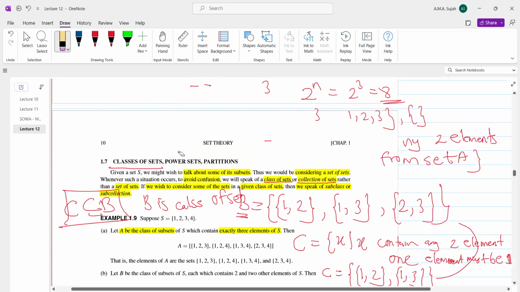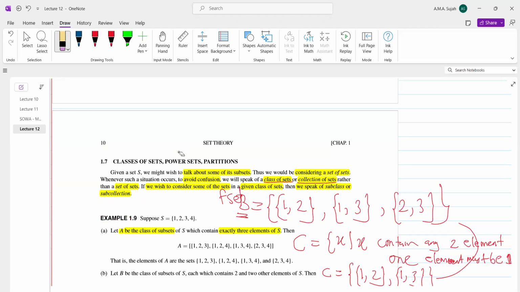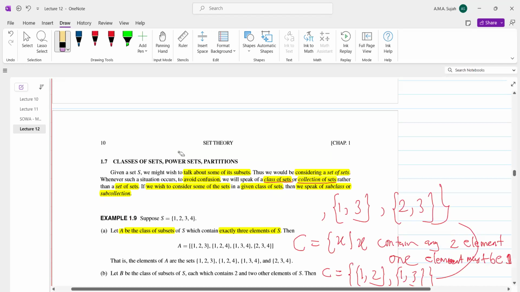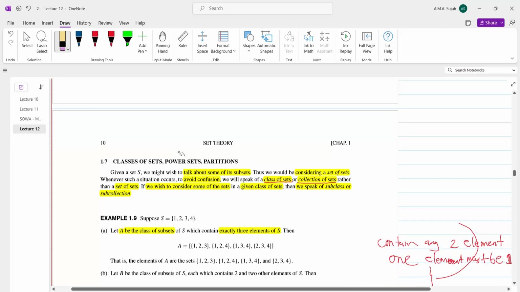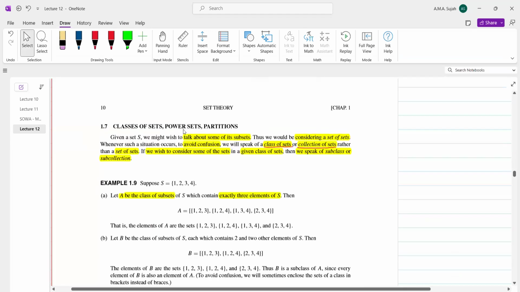I will explain with the given example as well. Class of set means, first you need to think you have a set. A set contains n number of elements. Did you get my point? Class of set means first you have a set. Just imagine. I will explain with this given example.